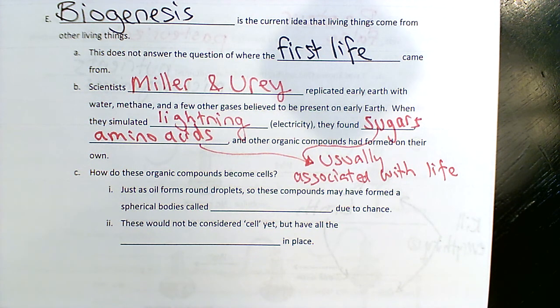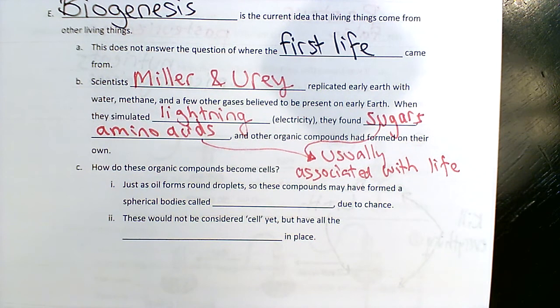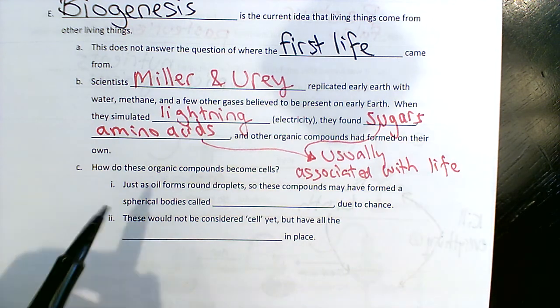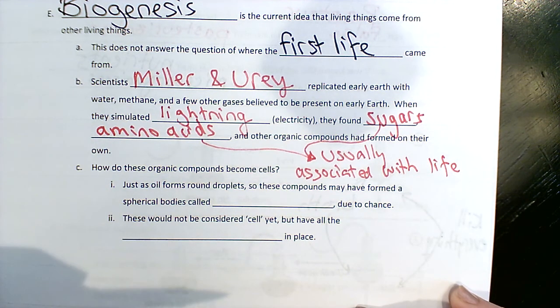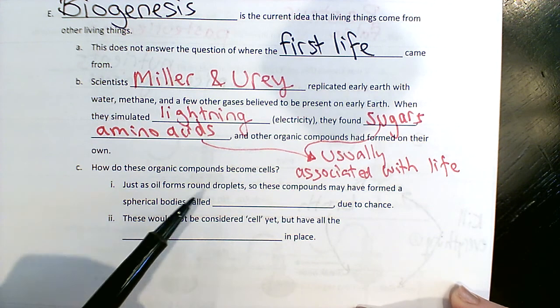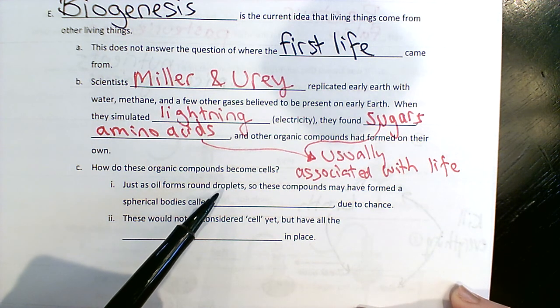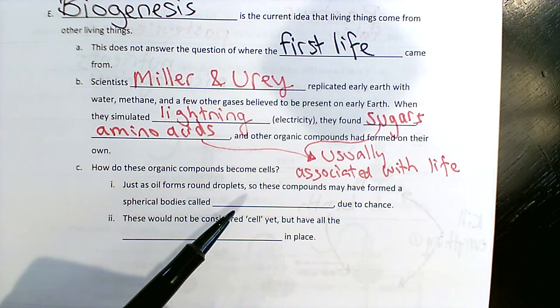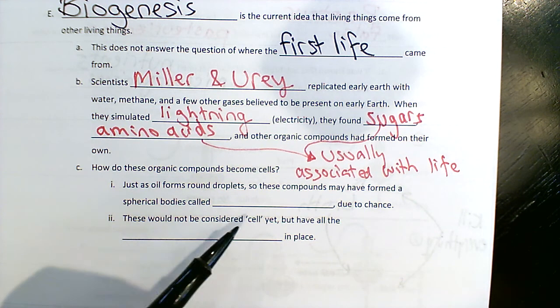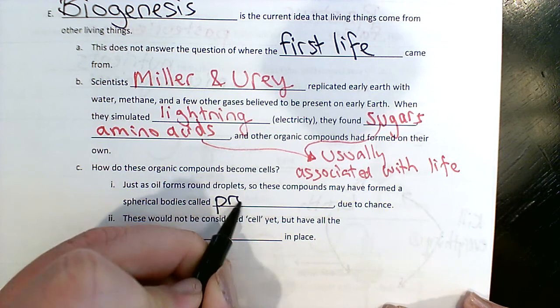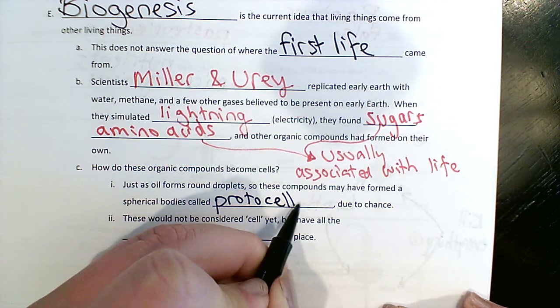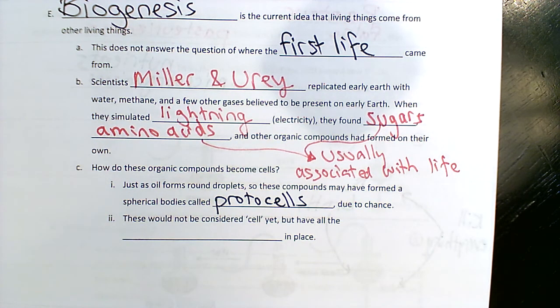And this is where the evidence, we don't have it, right? We know that life has come from somewhere, but here we go. Okay, just as oil forms around droplets, if you ever drop a drop of oil on a pan of water, it forms a round droplet. So if we have the molecules of life, they're going to kind of naturally form spheres, and they call these things that are kind of spherical, but they aren't really alive.